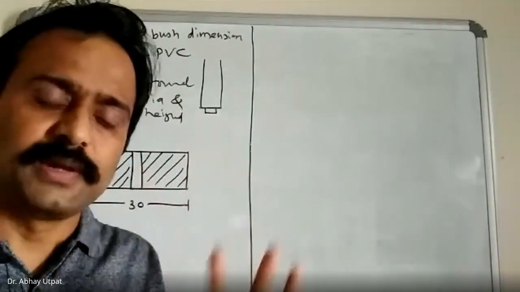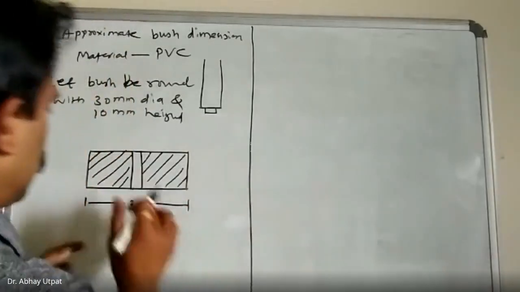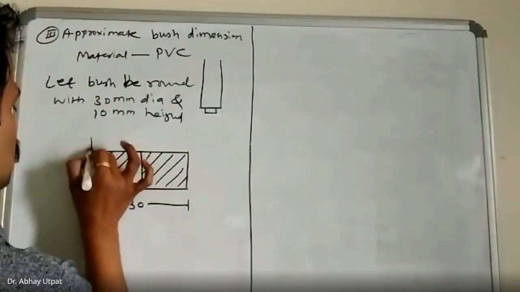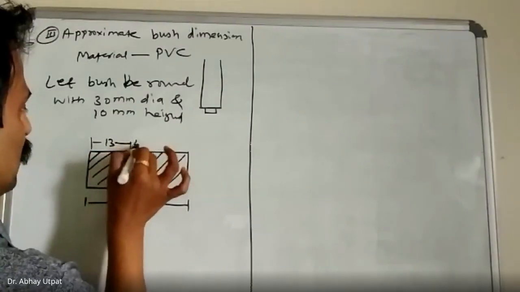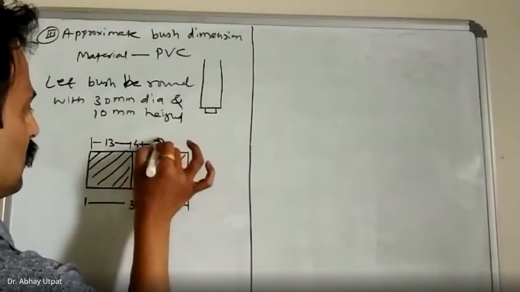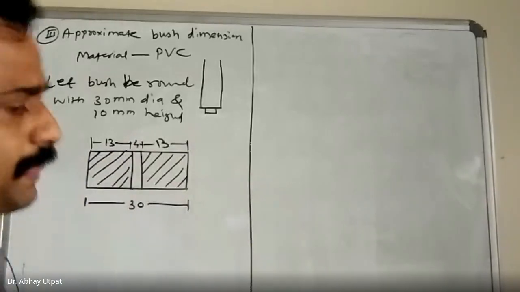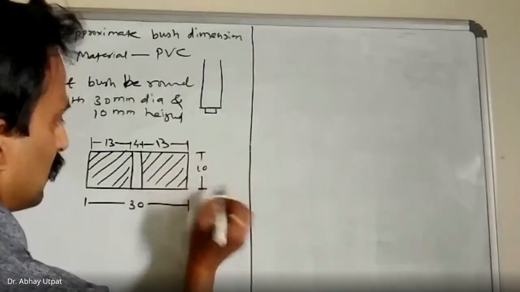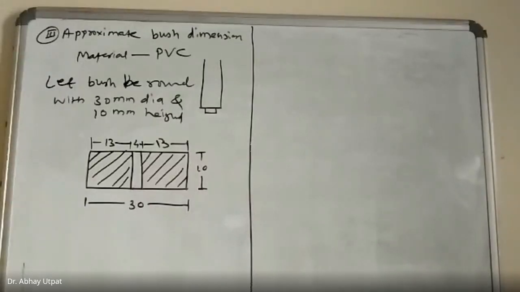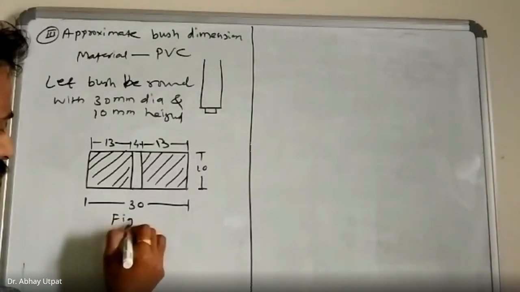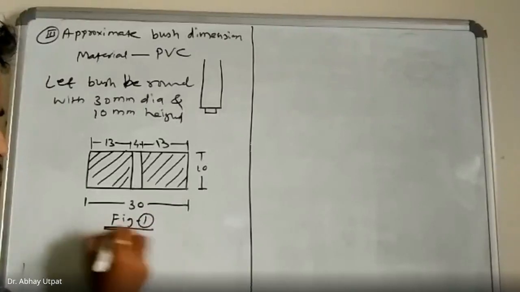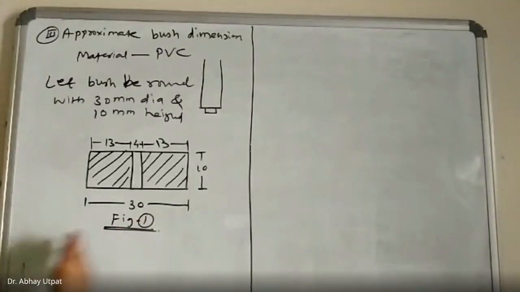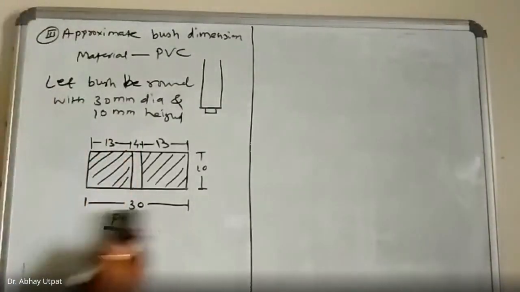So if the screw diameter is 4 mm, then the remaining is 26. So this is 13, 4, 13. These are the dimensions. And this is 10. This is figure 1. In further or future references, I will say figure 1, etc.